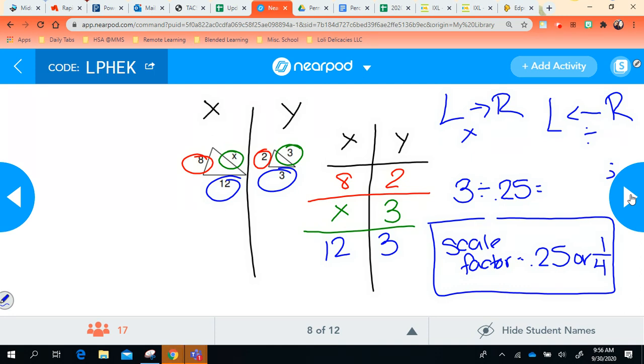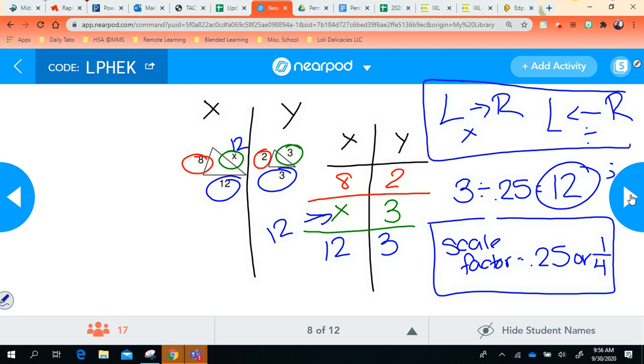So 3 divided by 0.25 is? 12. Yeah. 12. So x is 12. Yay. Make sure all of this is written down. If you don't have this somewhere, I would probably write it at the very top in that margin so that you don't forget. Okay, I'm going to go ahead and erase.